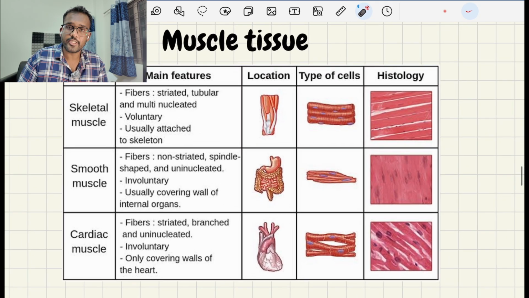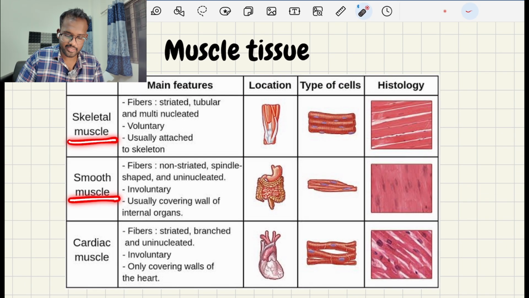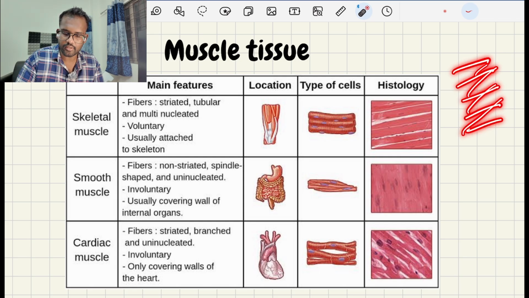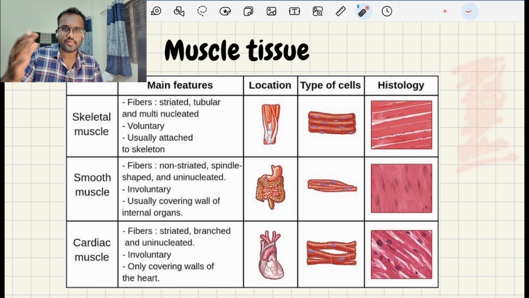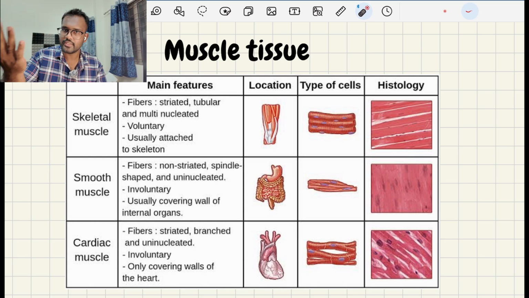Then we have muscle tissue. There are majorly three types: skeletal muscle, smooth muscle, and cardiac muscle. In skeletal muscle, you have to remember the muscle fibers are striated, meaning they have a banded, layered appearance. Skeletal muscles have a lot of nuclei, that is, they are multinucleated, and these muscles are voluntary. We can think and we can move the organs. Suppose this is the hand, we have the skeletal muscles here. I am thinking it and I can move this arm. So it is nothing but voluntary action.